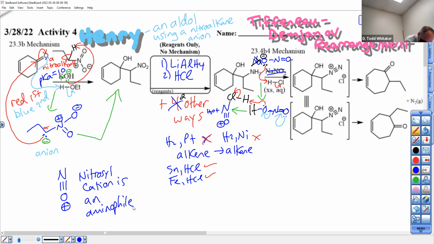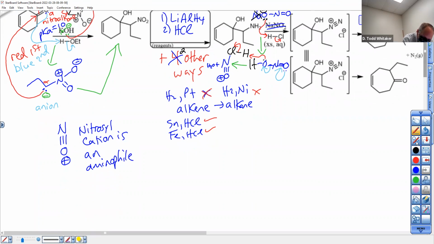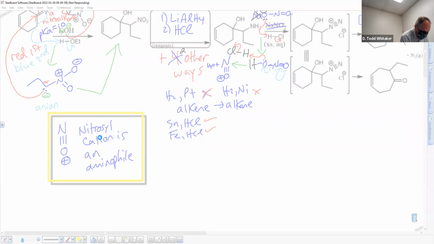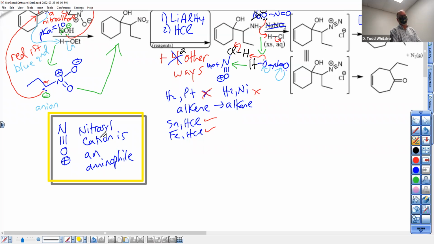They love nitrogen. Got a shadow box going here. Haven't tried this in a while. Yellow. Ooh. Yellow shadow box. Oh yeah. Nitrosyl cation. Whoa. Haven't had that one in a long time.